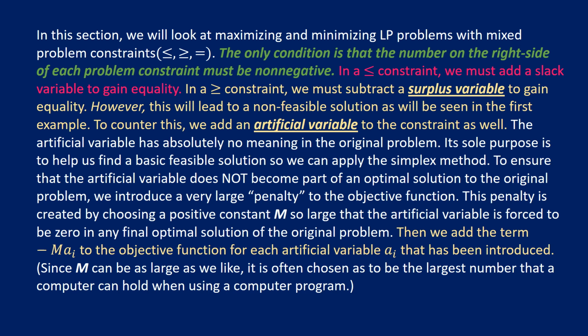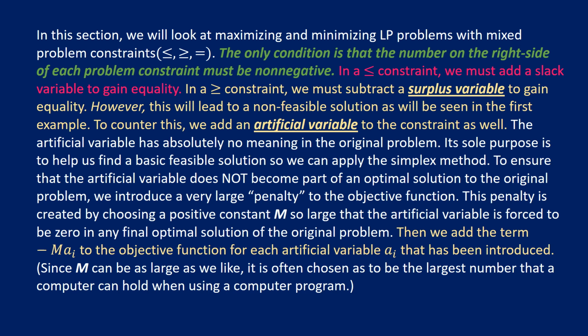Now, this artificial variable has absolutely no meaning in the original problem. Its sole purpose is to help us find a basic feasible solution so we can apply the simplex method. We have to be really careful to make sure the artificial variable does not become a part of the optimal solution to the original problem, though.